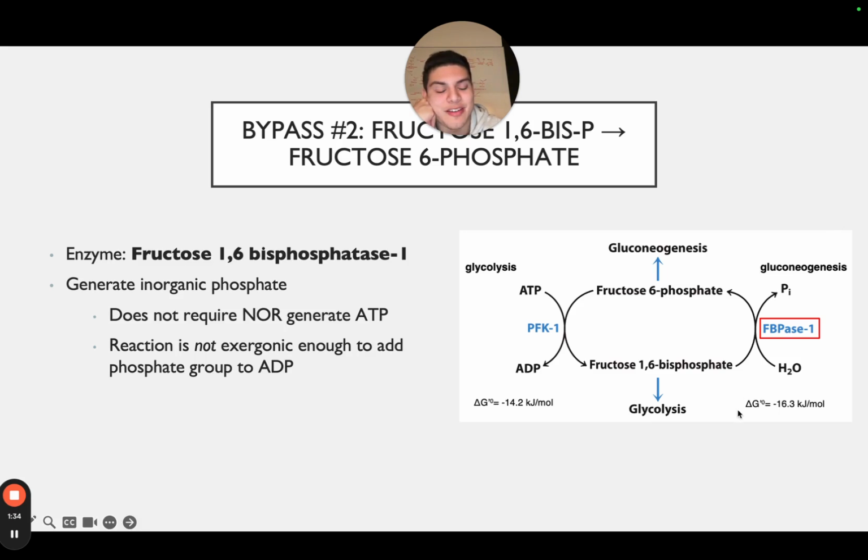I know it's not demonstrated here, and I wish the diagram had the actual values rather than the standard values. But just know that this is not exergonic enough to go in the reverse direction. There's not enough energy. So that's why we don't use or generate ATP.